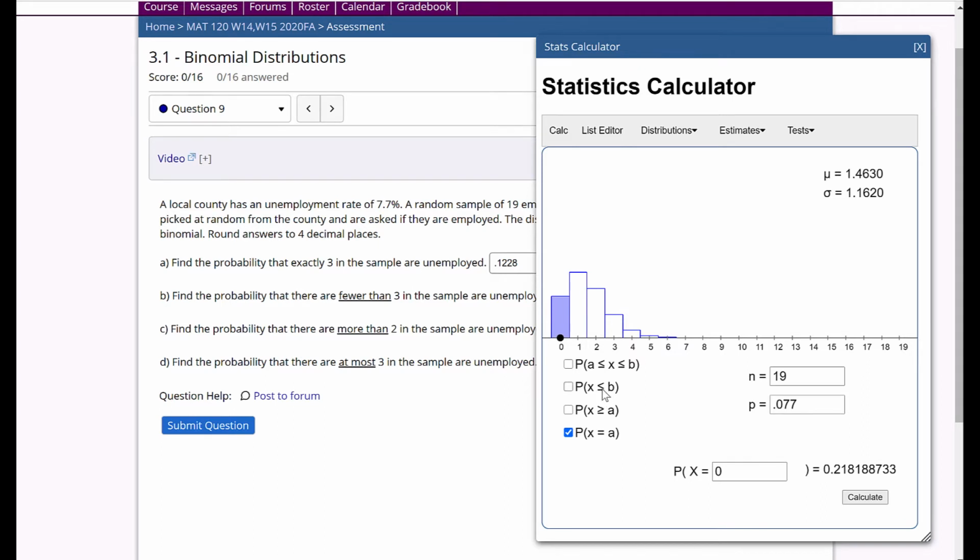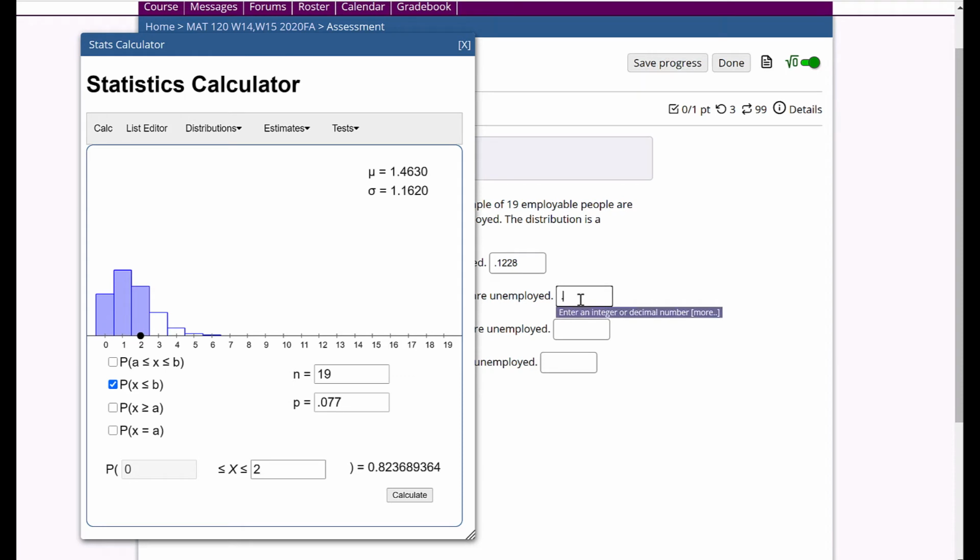So for instance, if we want fewer than 3, that's less than or equal to. You have the ability to move this, and look what happens. It shades in all of these. What it's telling you is that the shaded ones are what are being added over here. So it's finding the probability between 0 and 2. And that's what we want, because it said fewer than 3, and fewer than 3 doesn't include the 3. So there we get 0.8237. I'll put that in the box.